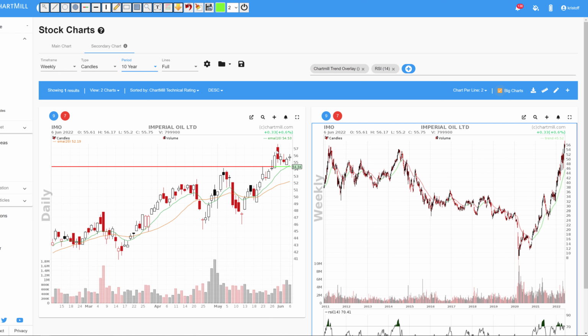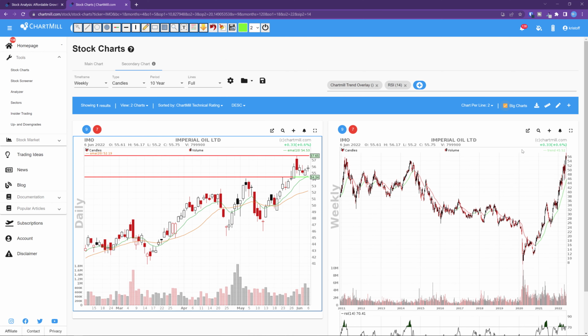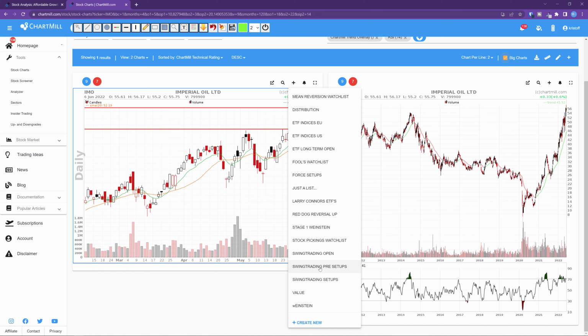So if price can close above this red candle, the high is 57.63. If price can close above it, then a tight stop loss just below the 10 period exponential moving average or just below 54. There is definitely some room for a further rise. So this one is going to my swing trading pre-setups.